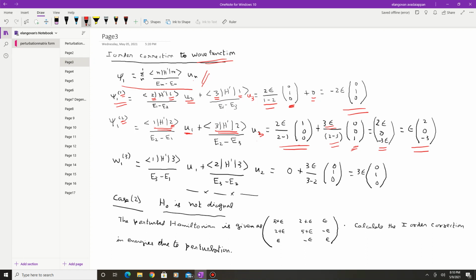So first order correction in the state 1, first order correction in the state 2, both we have already evaluated. Similarly, you have to find the correction. Sorry, here this must be modified. This is not W1, this is psi 1.